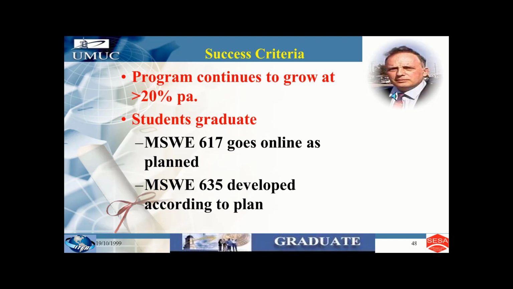Well, here are the criteria for defining success in bringing the program online. First of all, the program continues to grow at least 20% on an annual basis. Secondly, and just as important, we actually graduate students. The joint program has graduated students for the first time this year, and the UMUC only program should graduate students for the first time maybe in 2000, but more probably in 2001. And the other criteria is the software engineering project class goes online as planned, and also we do get to develop MSWE 635 and run it.